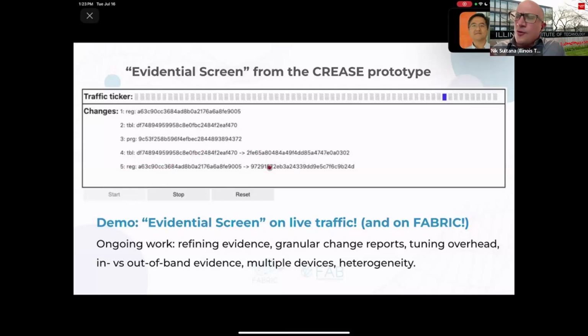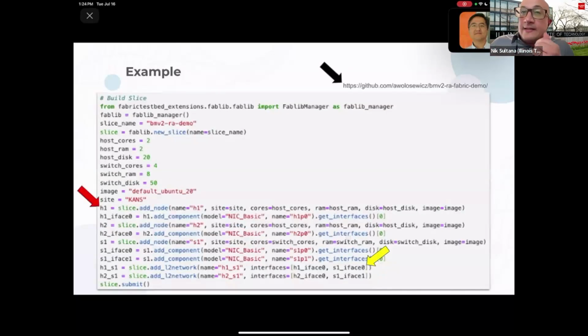So this is a very coarse-grained view of changes, but it is our bootstrapping, our starting point in order to make it more fine-grained, lower its overhead, right, and experiment with various schemes to provide programmable, flexible observability that we can leverage for debuggability. And what I'll show you in this talk is this running on live traffic and running on Fabric. So before I get to that, let me explain the base example that we're going to be building on.